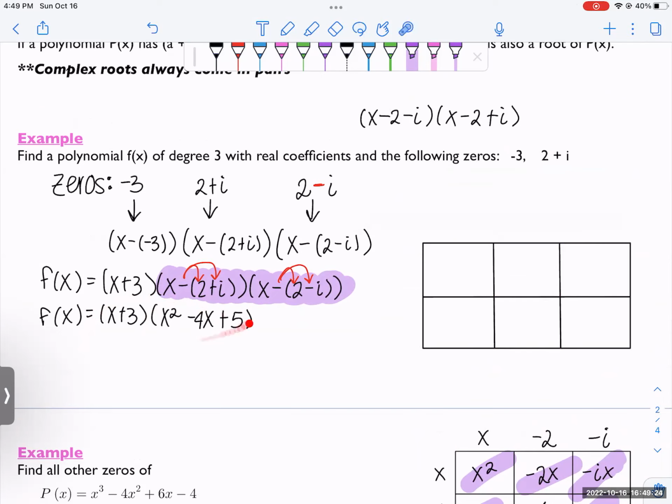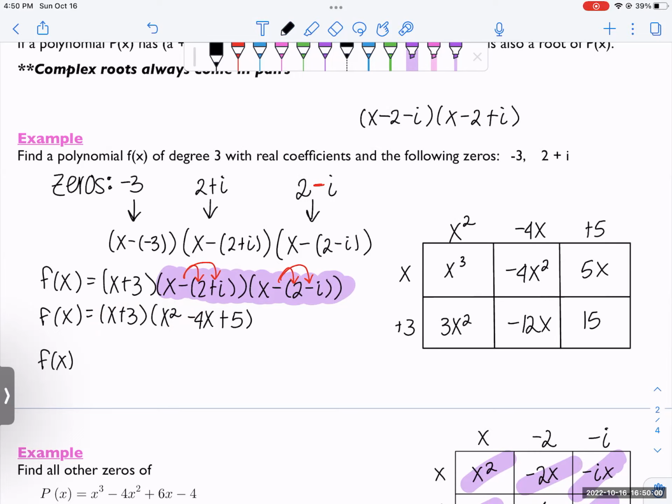All right, x squared minus 4x plus 5 goes up here. x squared minus 4x plus 5. And then x plus 3 will go on this side. So I'm multiplying together these two. You don't have to use box multiplication. It just makes everything way easier if you do. Up to you. So we have x cubed minus 4x squared, 5x. Then we have 3x squared minus 12x plus 15.